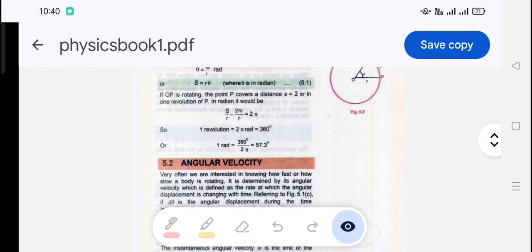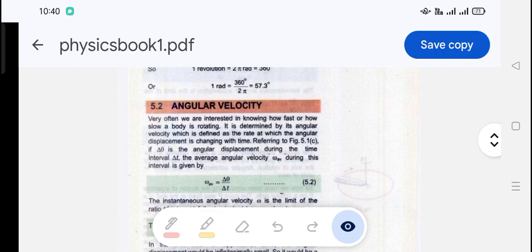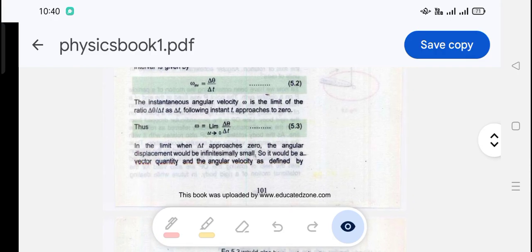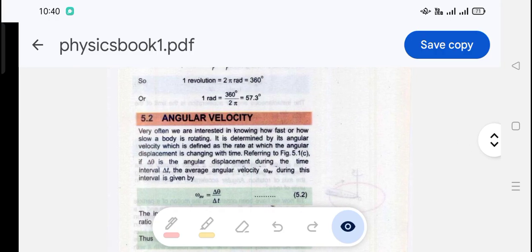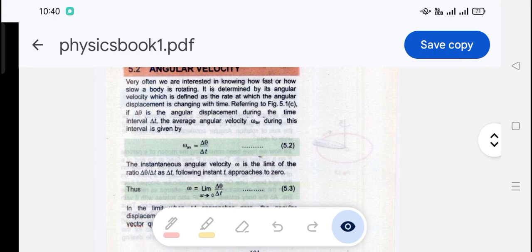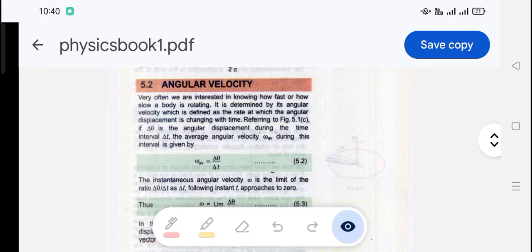Hello guys, in this video we will see what is angular velocity and what is angular acceleration. So first we will see what is angular velocity. Very often we are interested in knowing how fast or slow a body is rotating.